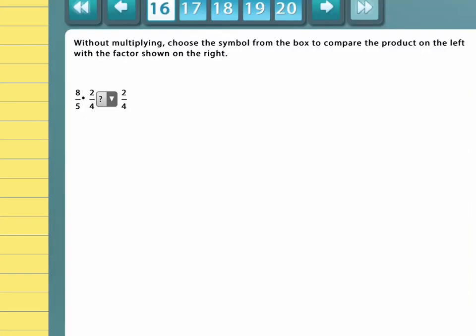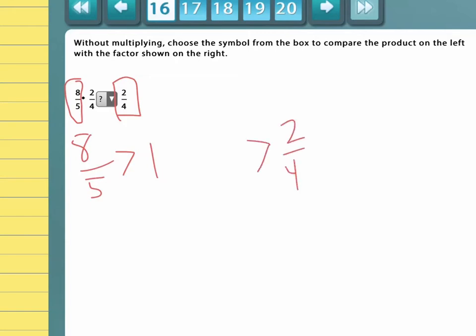We've done a lot of these in class. Is the answer going to be greater or less than 2/4? Well, what are you multiplying by? You're multiplying by 8/5. 8/5 is greater than 1. Therefore, the answer will be greater than 2/4. When you multiply by a number greater than 1, you get a product greater than the factor.